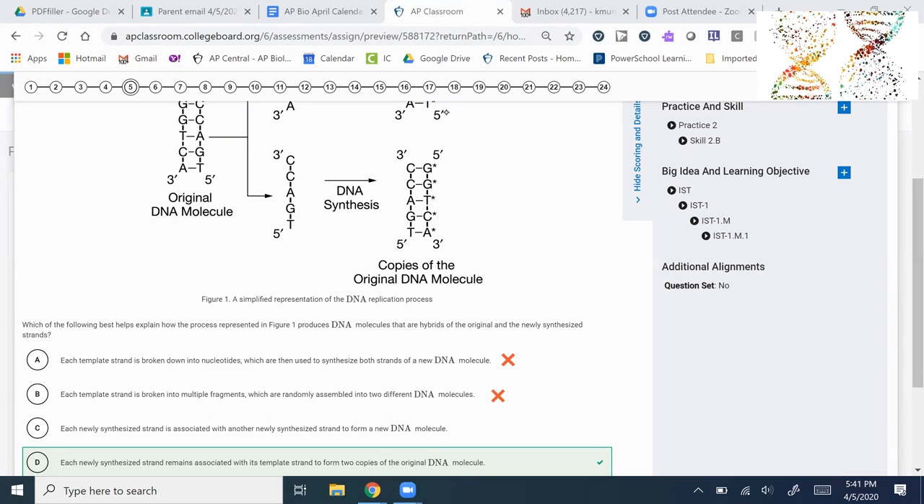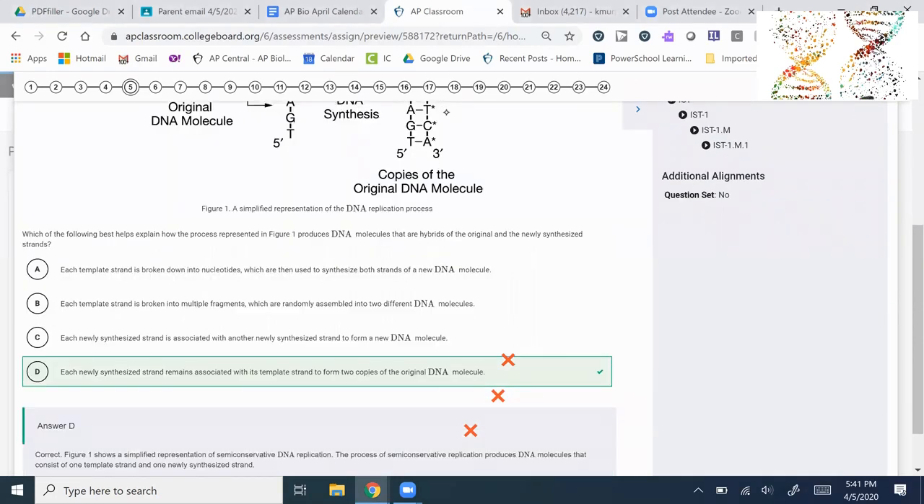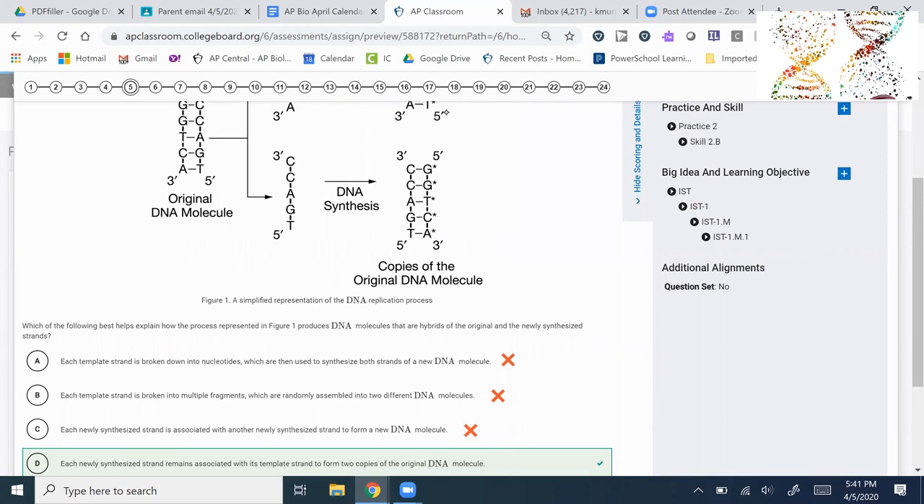B, each template strand is broken into multiple fragments, which are randomly assembled into two different DNA molecules. That is incorrect. C, each newly synthesized strand is associated with another newly synthesized strand to form a new DNA molecule. No, that would mean that there's no original strand, there's no template and a new. That means that there's just two new. So that is incorrect. And the answer is going to be D. Each newly synthesized strand remains associated with its template strand to form two copies of the original DNA molecule.